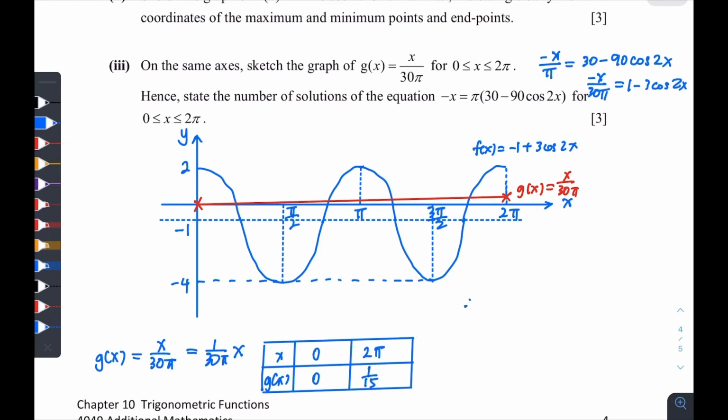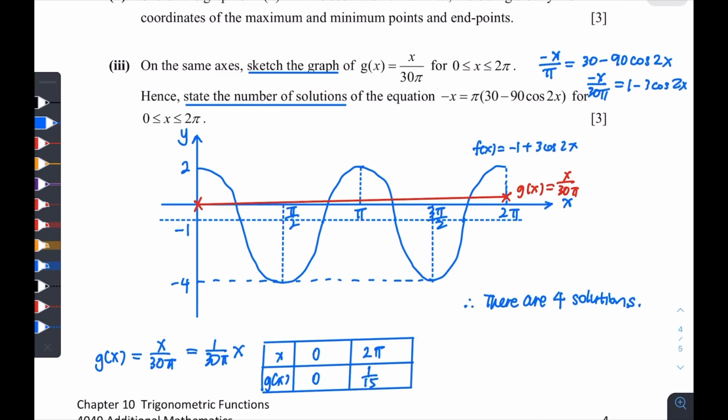So the answer is there are 4 solutions. We don't need to solve, we just need to state the number of solutions between the two graphs. We sketch the graph and then we state the number of solutions. There are 4 solutions.